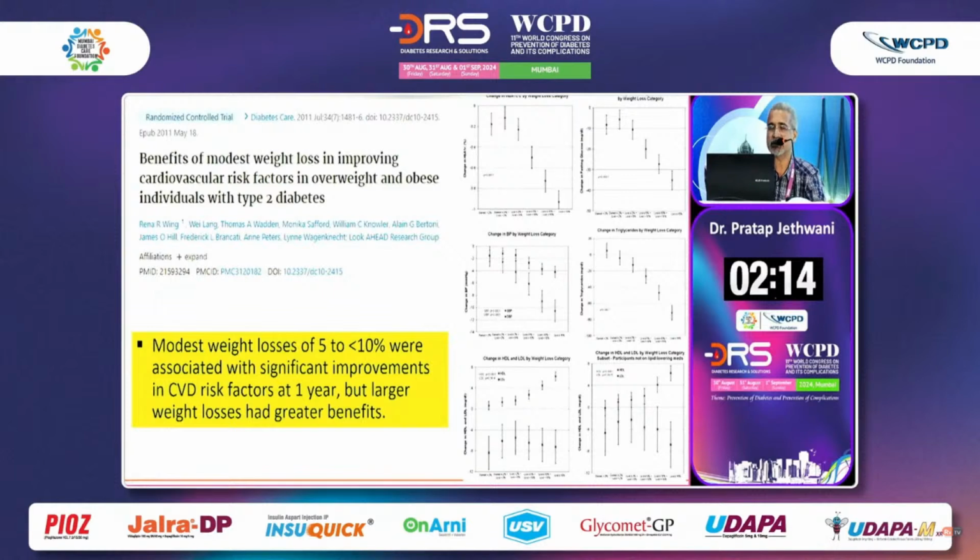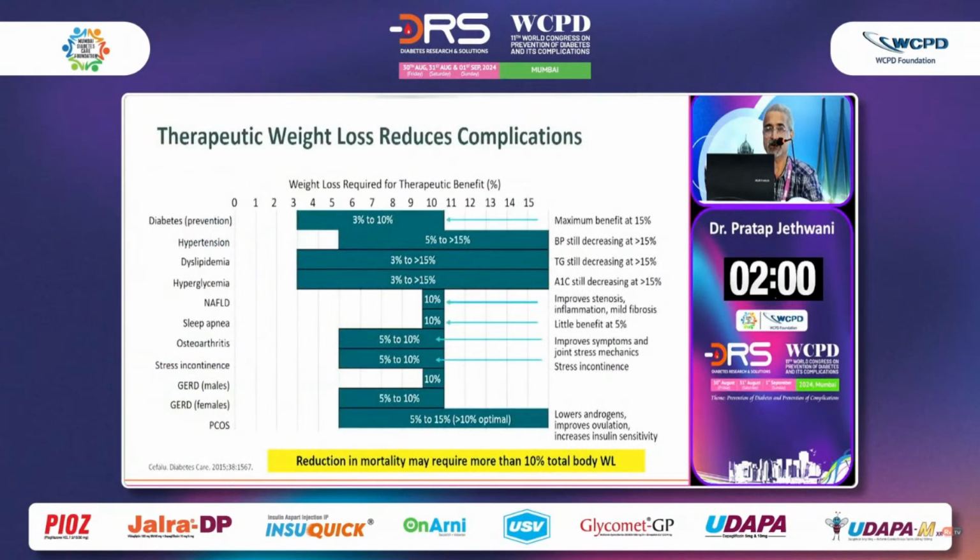And weight loss is beneficial in reducing or improving cardiovascular risk factors at 1 year. This is in type 2 diabetes. Larger weight loss, larger the benefit, but up to 5 to 10%, there is an improvement in all CV risk factors. These are the various parameters which will be affected by weight loss. And if you achieve more than 15% weight loss, your chances of maintaining good glucose control without the need of glucose lowering medications will go high.